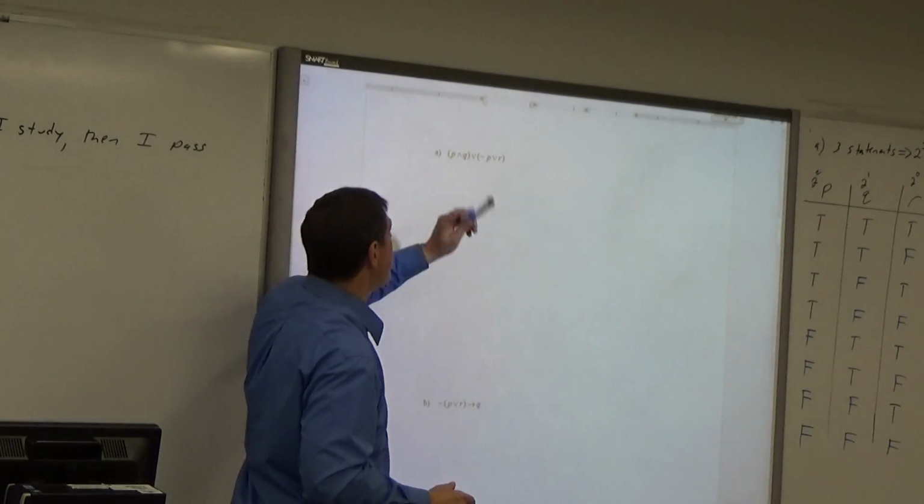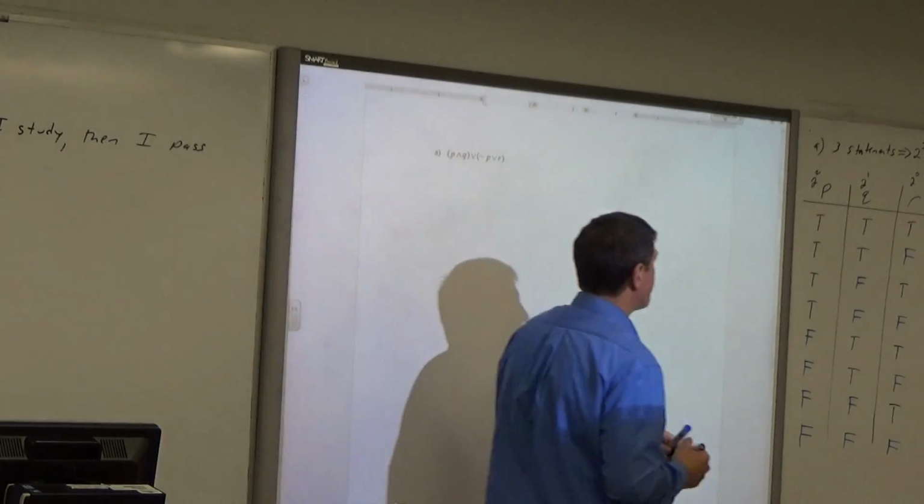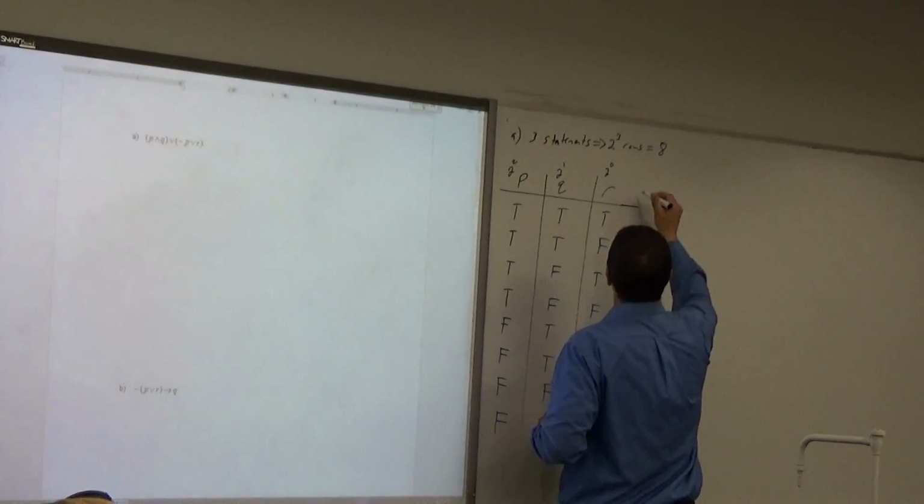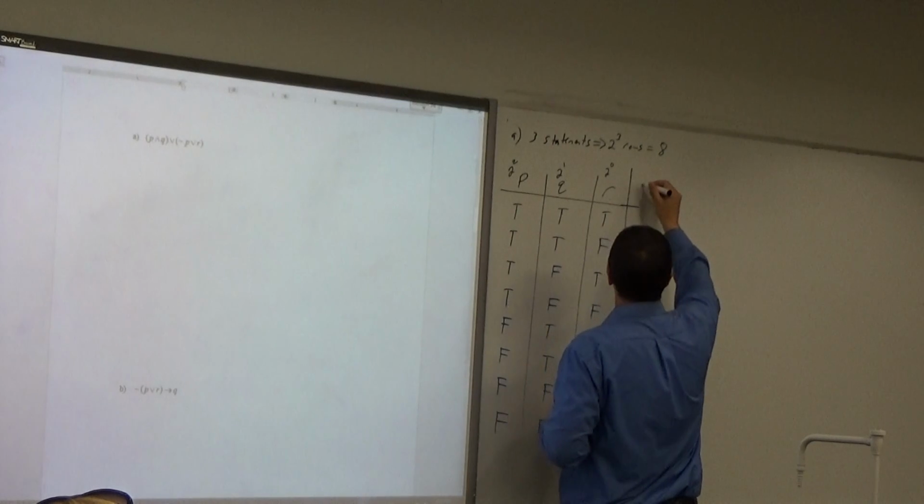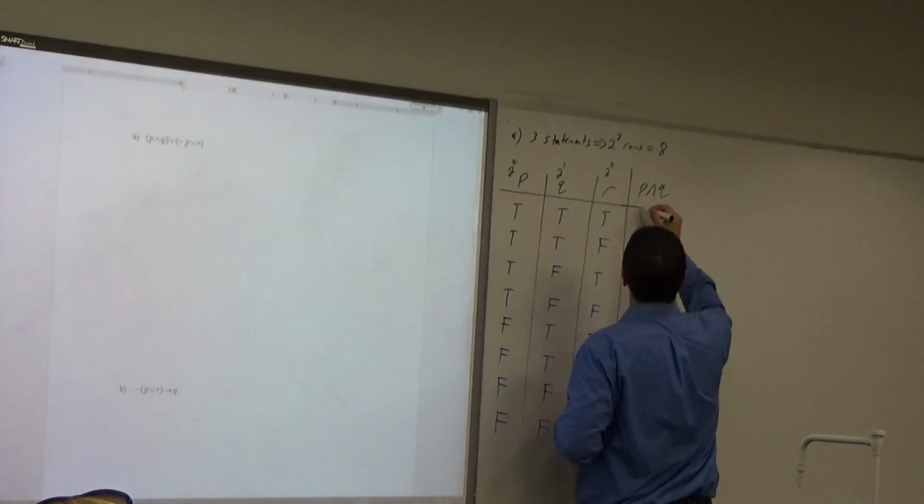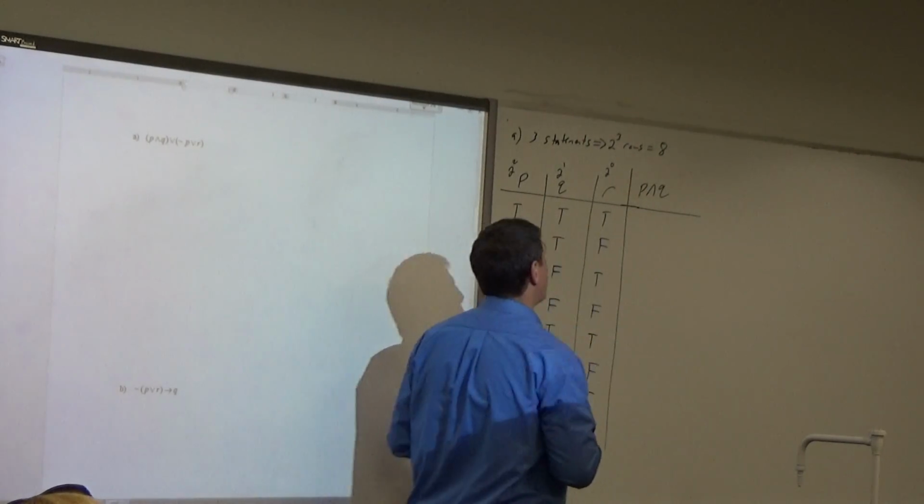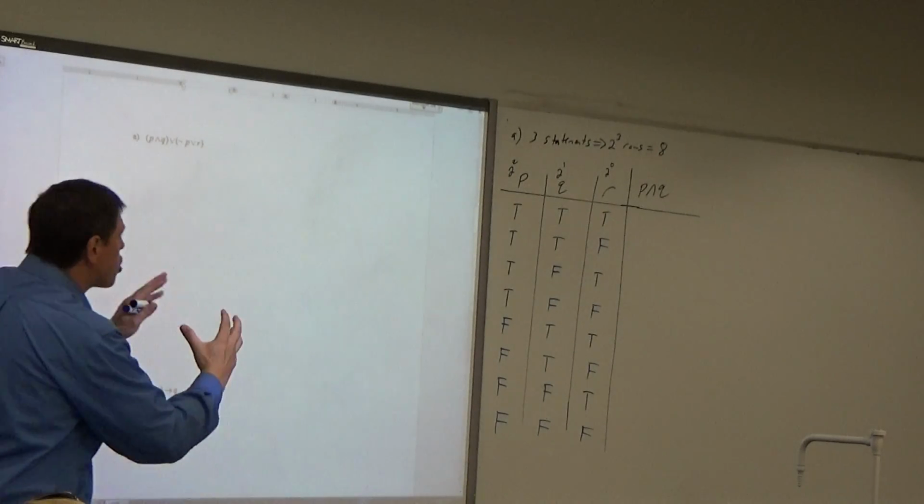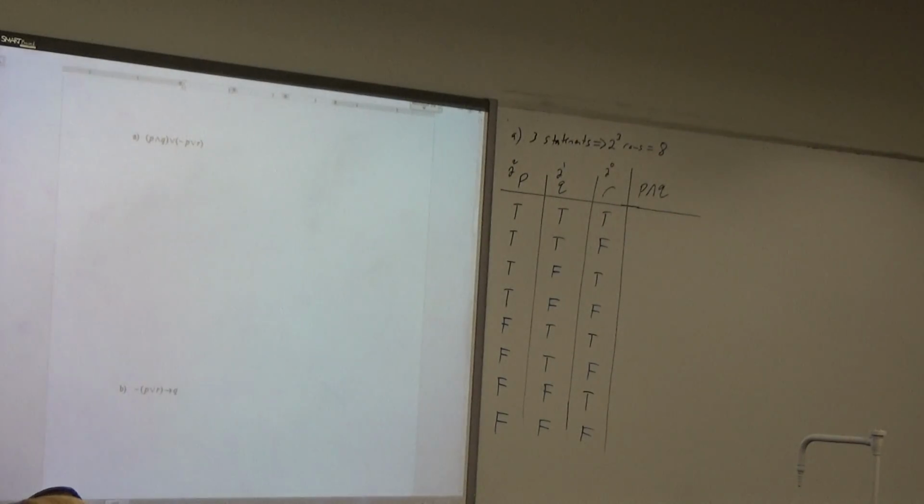Notice that I have P and Q in the first parentheses. So that's what I'm going to do. My next column, and you don't have to do it this way, but if you've never seen a truth table before, you might want to start by what's in the parentheses, just like a regular order of operations.